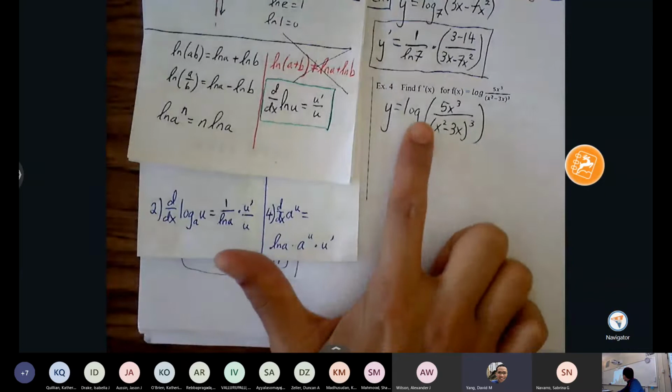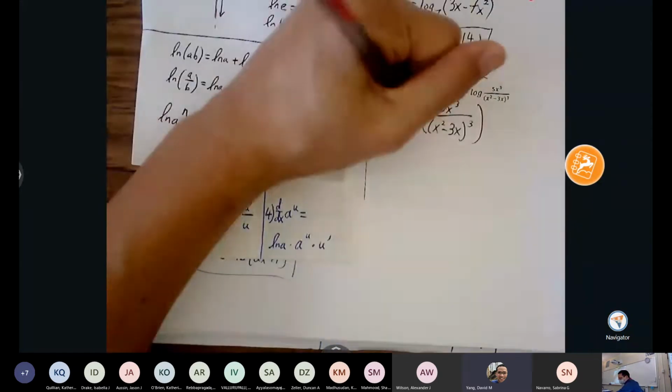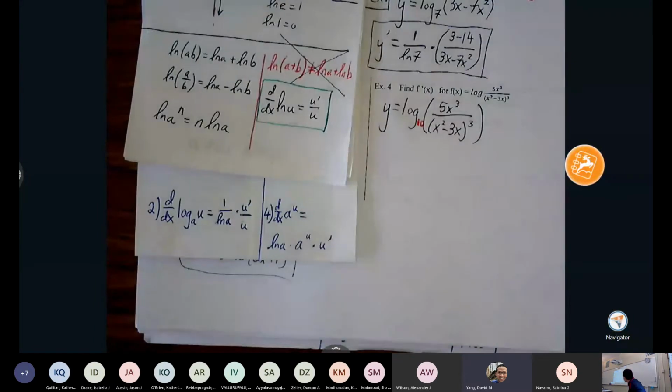Now there's a hidden base here. What's that hidden base? 10. Okay, so it's good to include that because it's going to come up later in our derivative. So see how far you guys can get. Check your progress.